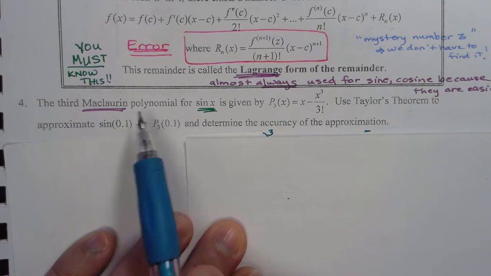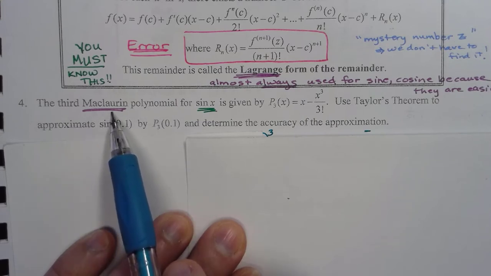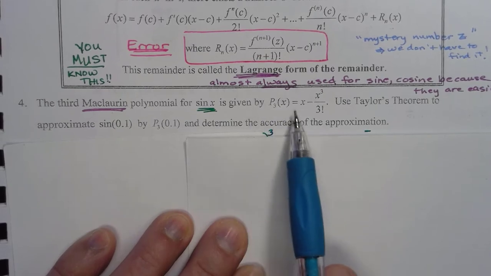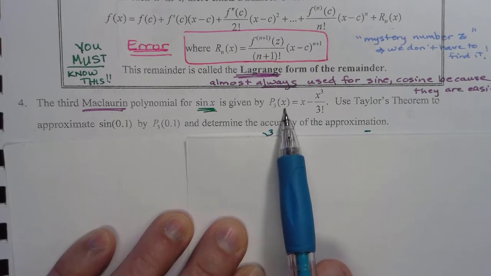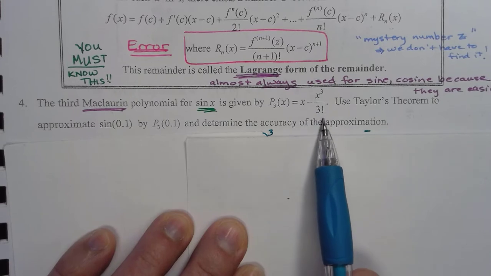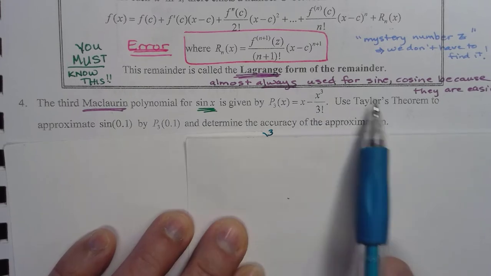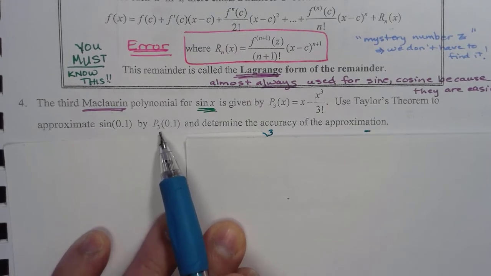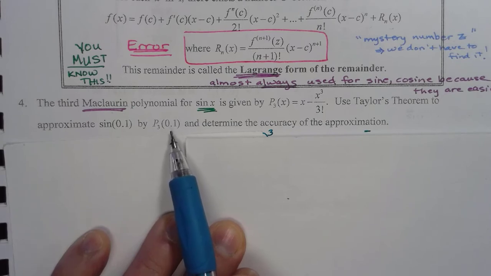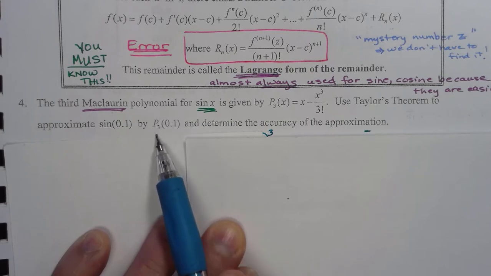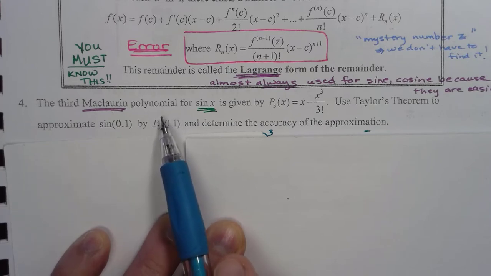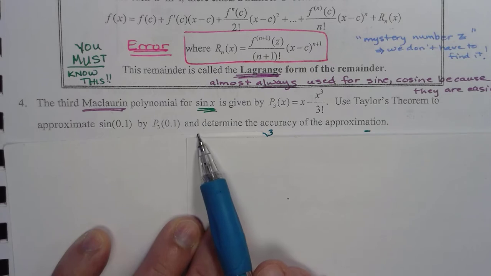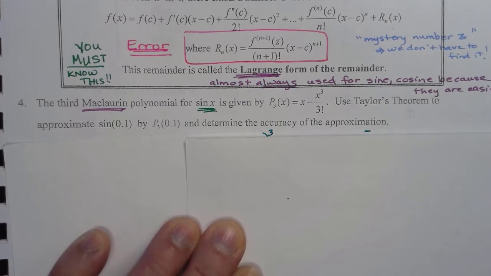The third Maclaurin polynomial, centered at 0, for sine of x is given by, there's my third degree polynomial, which is x minus x cubed over 3 factorial. We're going to use Taylor's theorem to approximate sine of 0.1 by finding our third degree Taylor polynomial and evaluating it at 0.1. See how all the words those symbols mean right there? Find the third degree Taylor polynomial and evaluate it at 0.1. Just those little symbols give you all those words. And then determine the accuracy of the approximation.